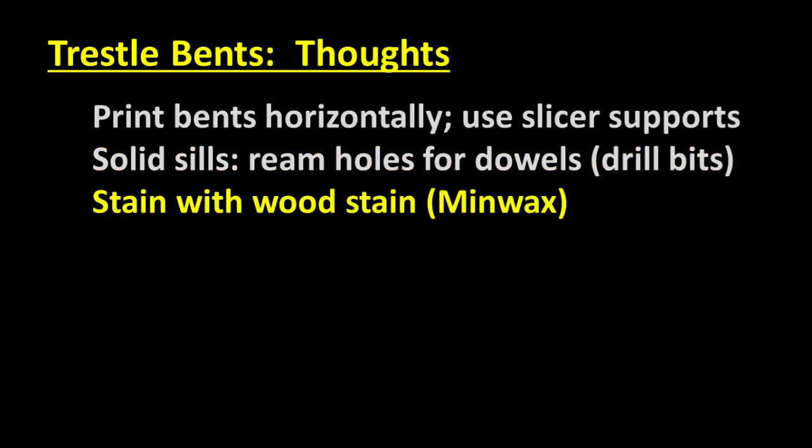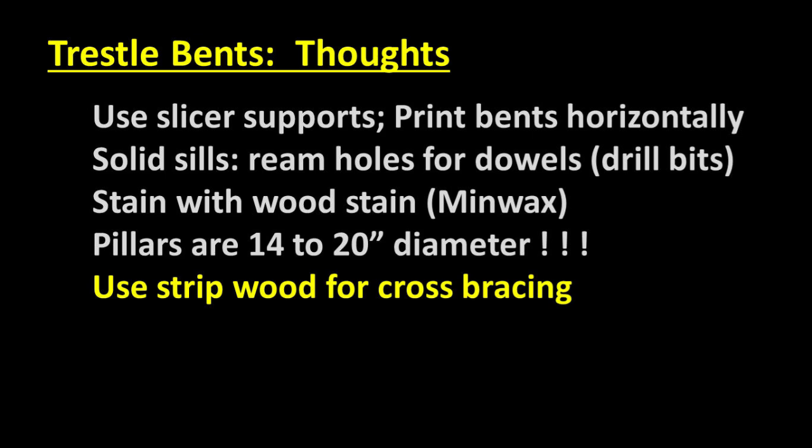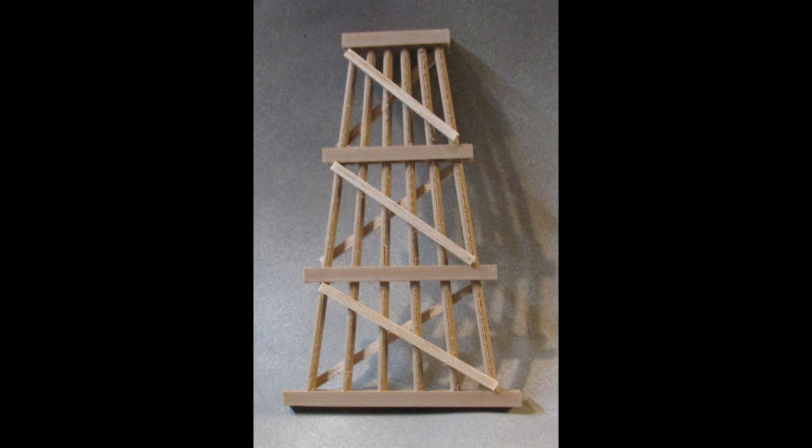I like to use wood-impregnated PLA for trestle bents because the sills and the supports can be stained rather than painted. Pillars in wooden trestles are usually 14 to 20 inches in diameter, larger than I expected, so don't skimp on the sizes. I stopped at the trestle bents and left the cross bracing to you. When it comes my turn to build a trestle bridge, I probably will make an assembly fixture that keeps the bents evenly spaced and vertical. When I get one designed, I'll let you know.